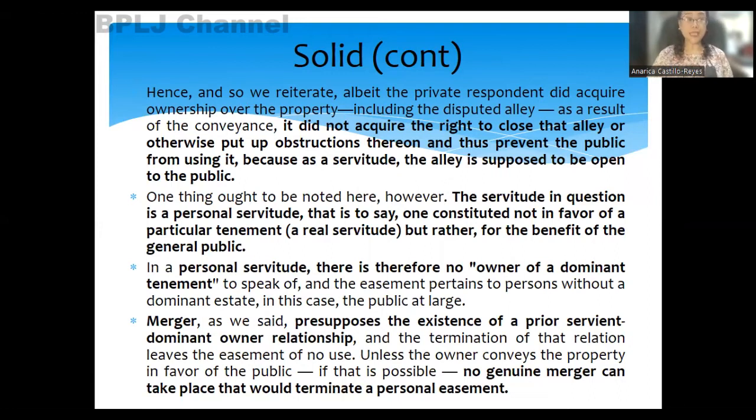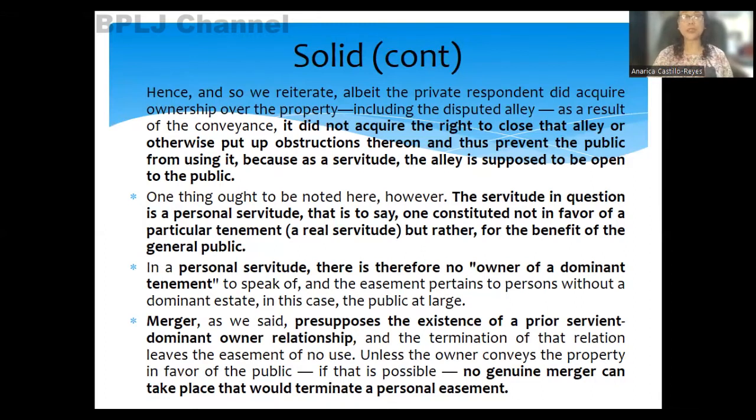So when the sale was made, although it did not mention that the sale included the alley, it was made with knowledge that the alley is existing and there was no objection on the alley. Then the right of way continues to exist, even if the said property has been sold to another owner.